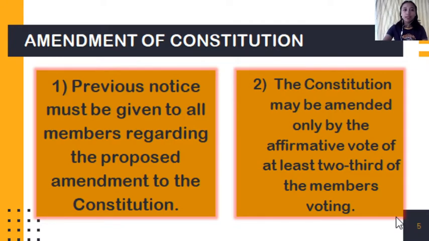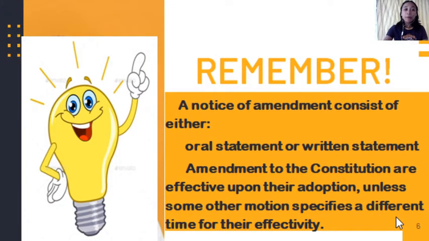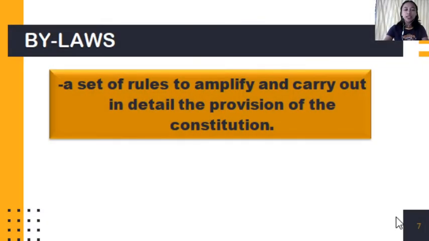The next requirement is that the Constitution may be amended only by the affirmative vote of at least two-thirds of the members voting, not just a majority vote. Okay. Remember, a notice of amendment consists of either of the two: it's either an oral statement or a written statement given to your secretary or to your chairperson. Then the amendments to the Constitution are effective upon their adoption, unless some other motion specifies a different time for their effectivity. Okay, let's move forward.